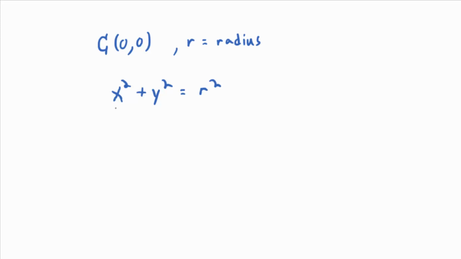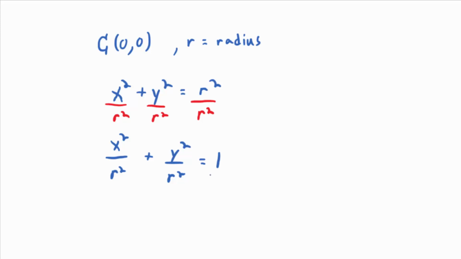There's another form of this equation that's commonly used. If you divide both sides by r squared to get 1 on the right side, then you have x squared divided by r squared plus y squared divided by r squared equals 1. And that's actually the standard form of the equation of an ellipse, a circular ellipse. Circles are ellipses, but ellipses aren't necessarily circles.